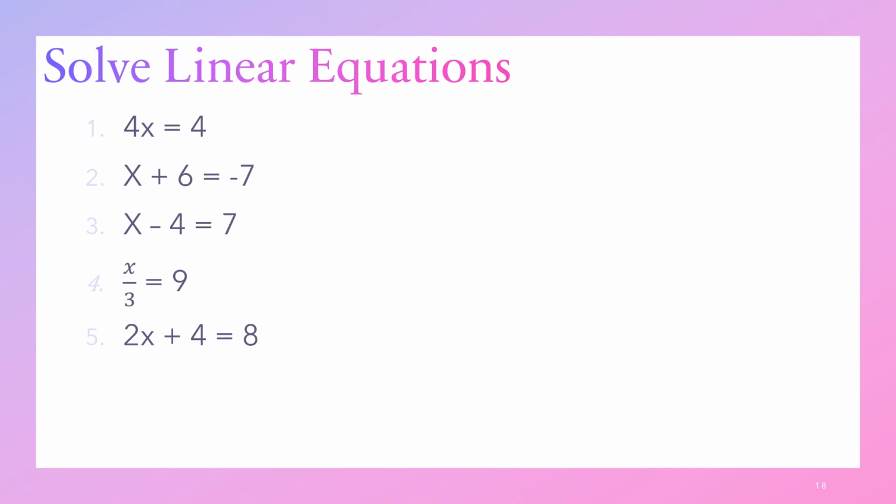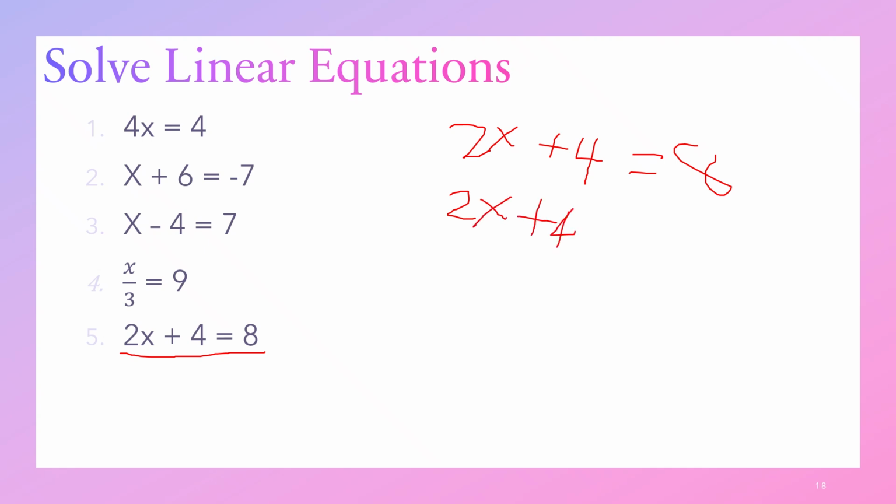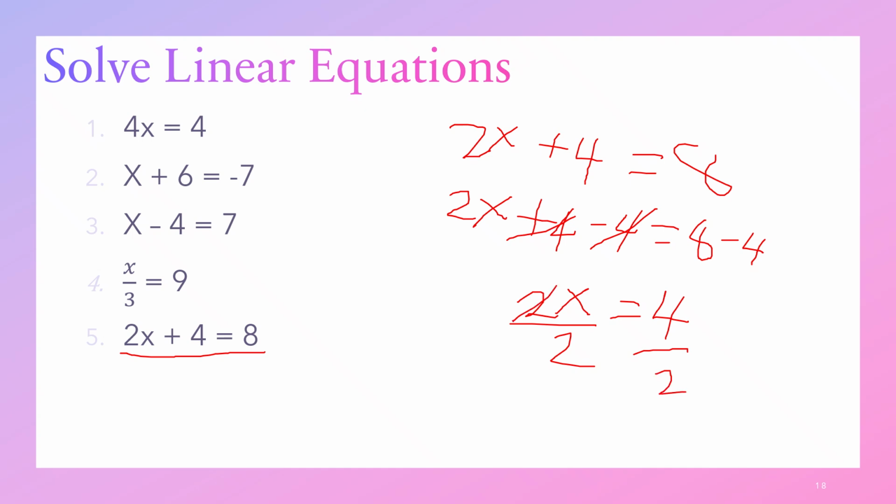Okay, so let's continue. Let's go directly here. We have 2x plus 4 equals 8. This one is easy, because it includes a constant. So 2x plus 4 minus 4 equals 8 minus 4. We need to subtract. Then cancel this out. So 2x equals 4, divided by 2. X equals 2.